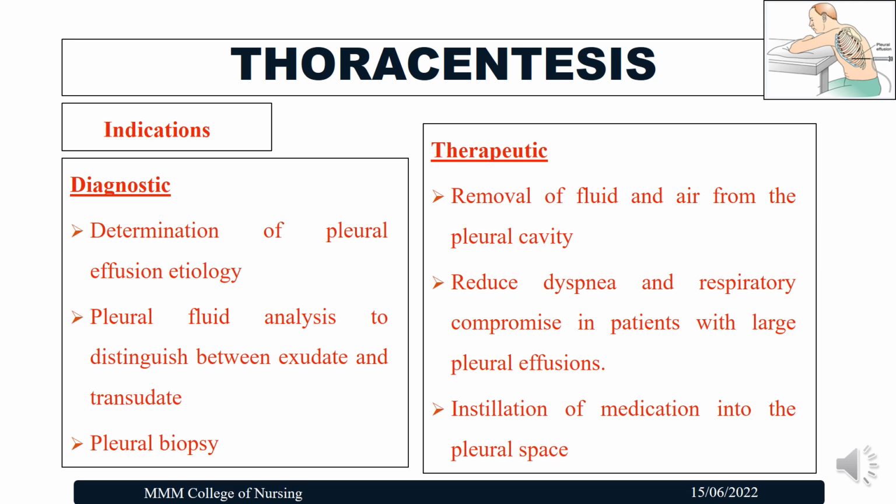Coming to the therapeutic indications of thoracentesis: removal of fluid and air from the pleural cavity, reducing dyspnea and respiratory compromise in patients with large pleural effusions, and also instillation of medications into the pleural space to relieve infections or inflammation. So these are the two indications of thoracentesis. Either it can be used to rule out what the reason is, or it can be used to relieve the symptoms of pleural effusion.